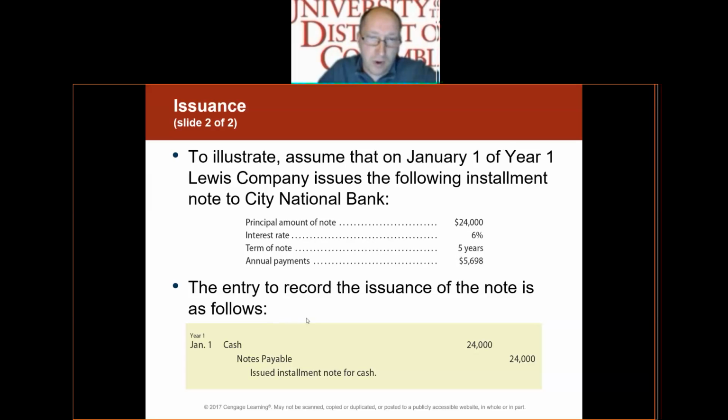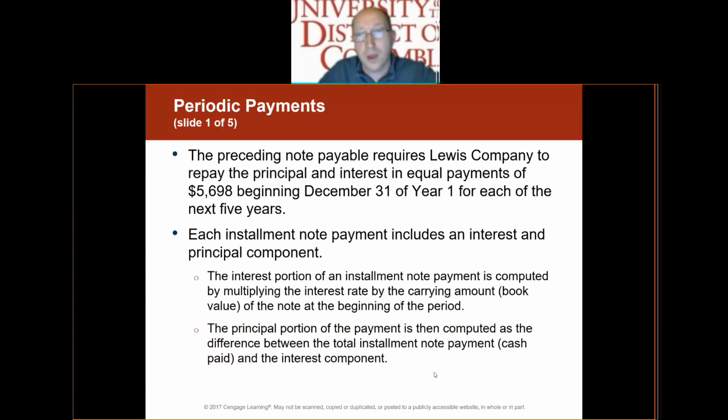So when we first received the loan or the note, we debit cash $24,000. We credit notes payable $24,000 for the issuance of the note. And of course, we make periodic payments. Every year, we pay $5,698 for 5 years. Each installment note payment includes interest and the principal.